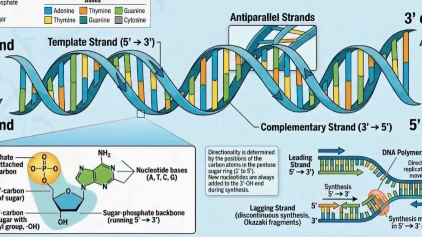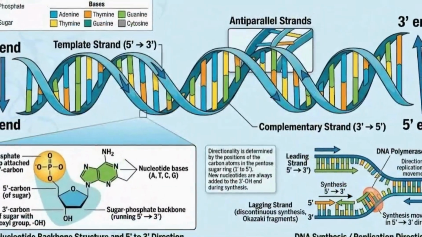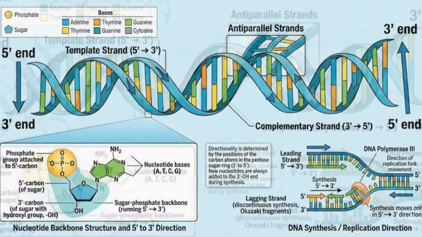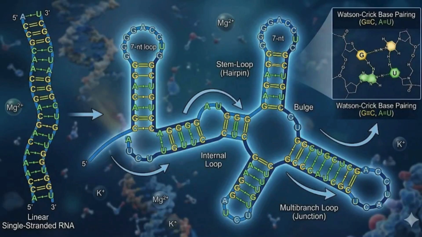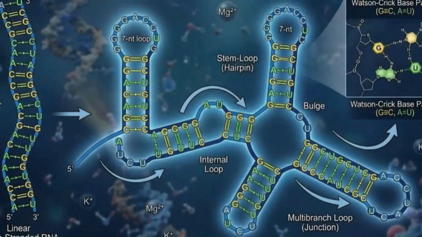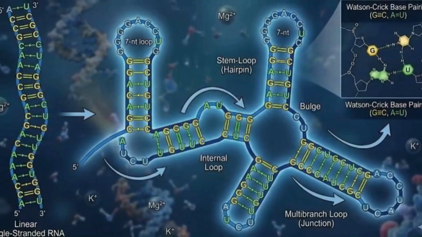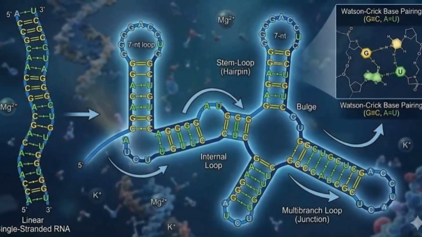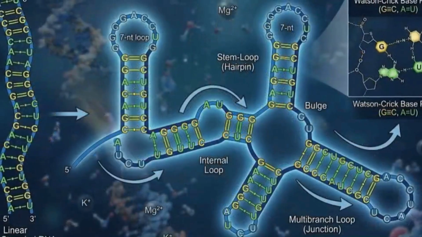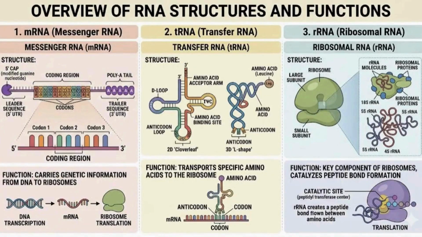Because of this arrangement, nucleic acid strands have directionality, described as 5' to 3' orientation. This directionality is extremely important in biological systems, because processes such as replication and RNA synthesis occur specifically in the 5' to 3' direction. Finally, let's briefly focus on RNA as a structurally flexible molecule. Unlike DNA, RNA is usually single-stranded. However, RNA molecules can fold into complex secondary and tertiary structures through internal base pairing. This structural flexibility allows RNA to perform many different functions inside the cell.